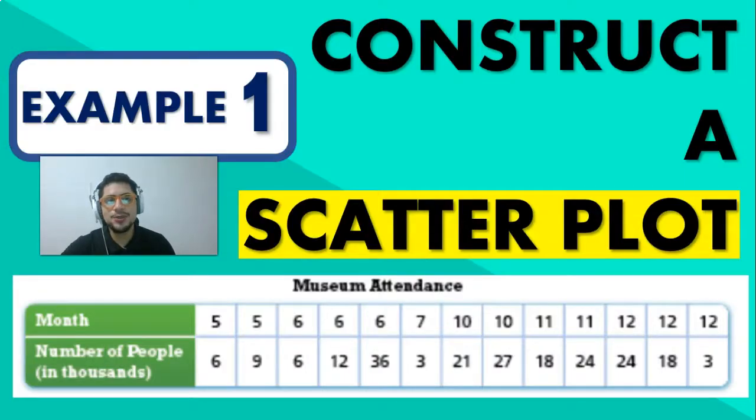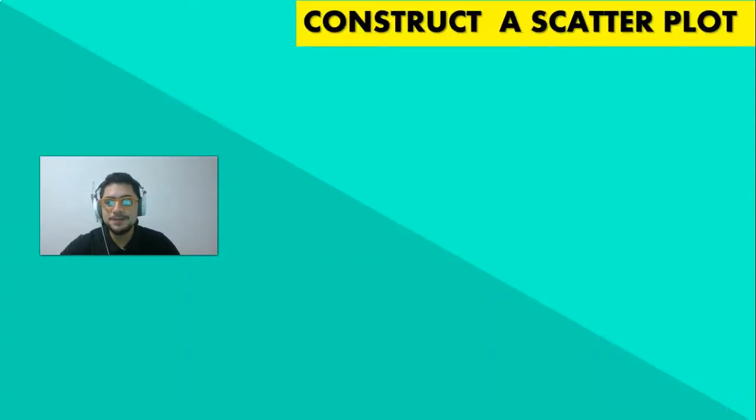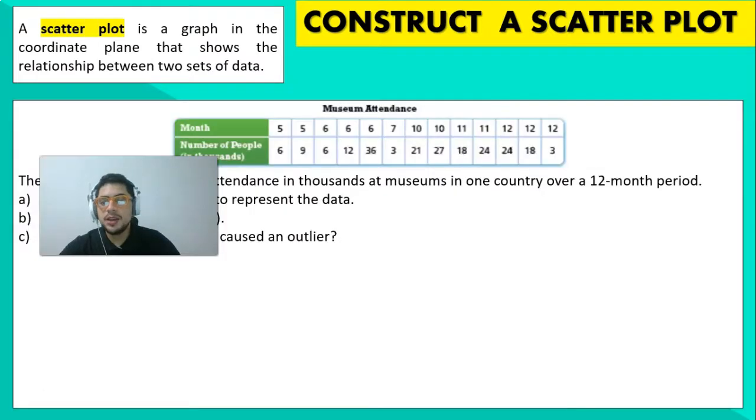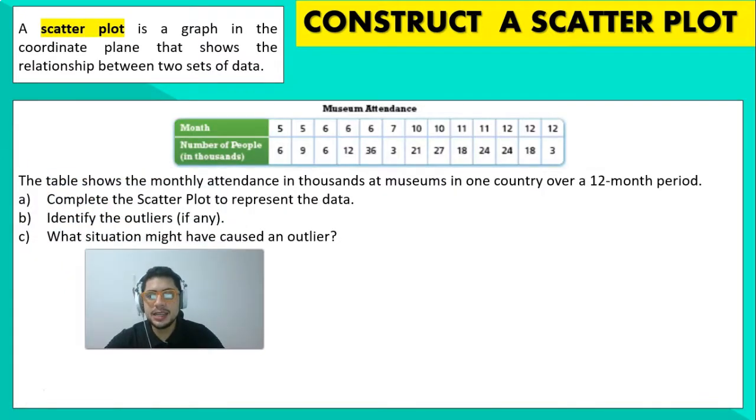Hi guys, welcome to today's video in which we're going to be learning how to construct a scatter plot. In today's video, we're going to be given a table and asked to make a scatter plot. The first thing we are going to look at is the definition of a scatter plot. As you can see, a scatter plot is a graph in the coordinate plane that shows the relationship between two sets of data, right? So in today's video, we're going to be taking a look at this table.